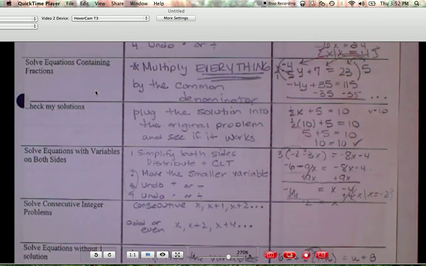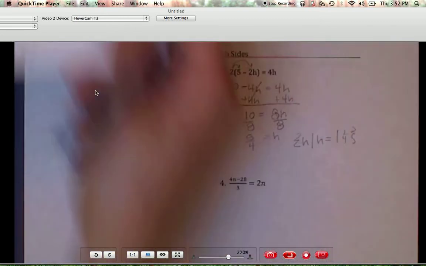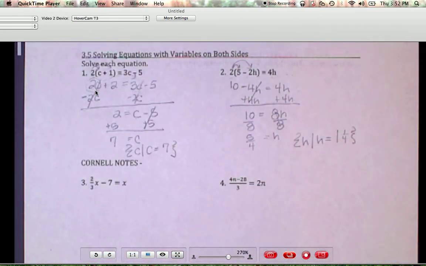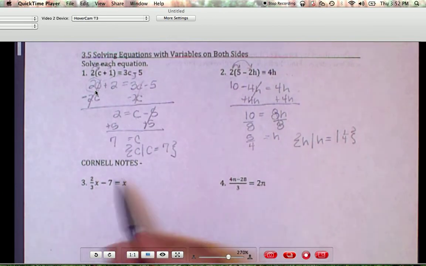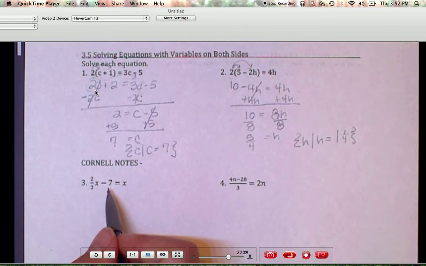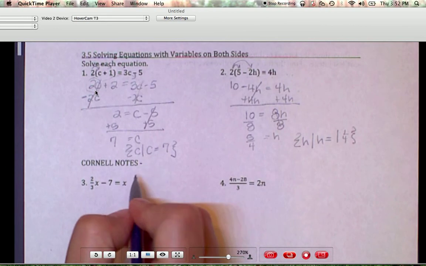And those are your steps for solving equations with variables on both sides. Let's continue to use those. We have some fraction problems here. When we have fractions, again, the easiest way to deal with fractions is to get rid of them. So what we want to do is multiply through by the common denominator, or in this case there's only one denominator. So we're going to multiply everything by 3.